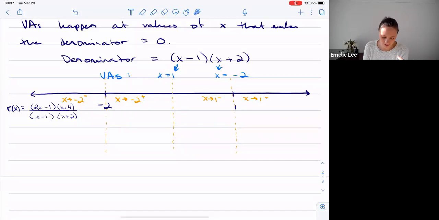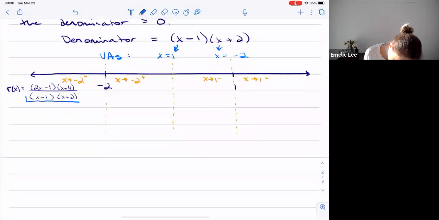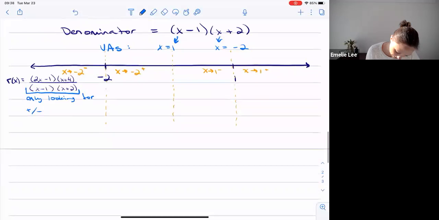And then what you want to do is plug in -2.1. All we're looking for is whether we get a positive or a negative result, right? A positive result means it's going to be heading to positive infinity, and a negative result means it's going to go to negative infinity. Remember, those are our only 2 options here, right? So it will go to infinity, it's just which direction, positive or negative. So here I'll write: only looking for positive or negative.